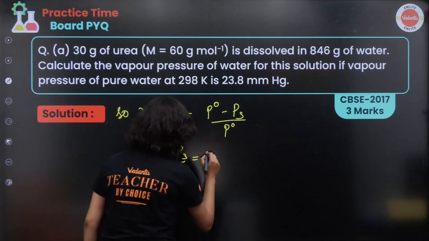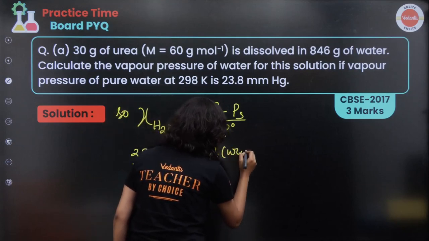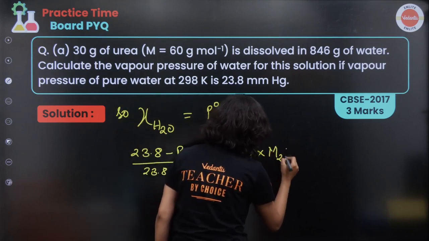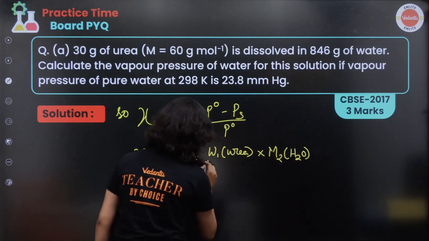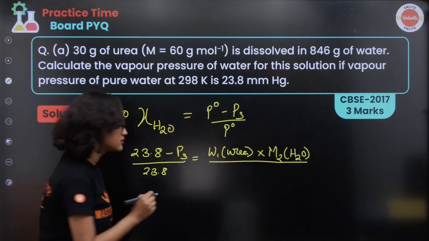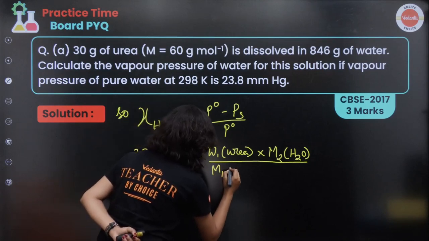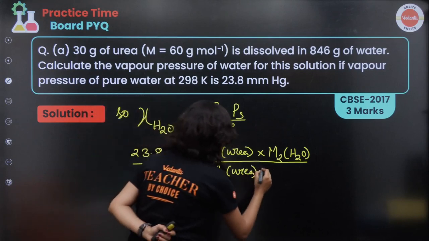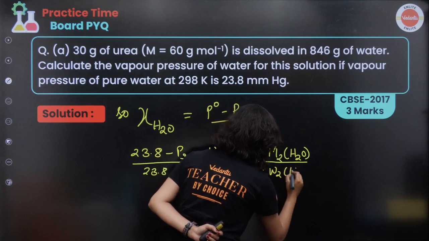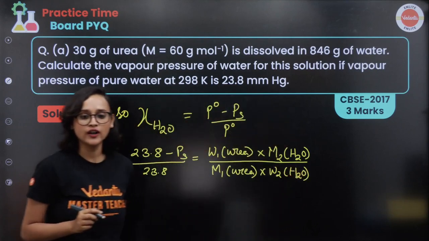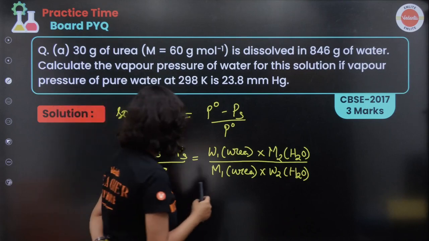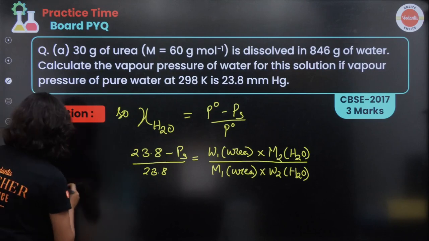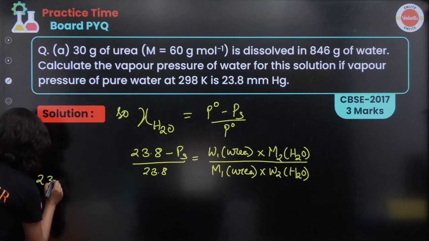So, let's write that down here. W1, which is basically of urea, into M2, divided by what will I get? Correct? Alright. Now, if I calculate this, what will I get? Let's check it out. I think I'm writing it too big. I will not be able to finish the solution. Can I start from here? I'll be starting from here.